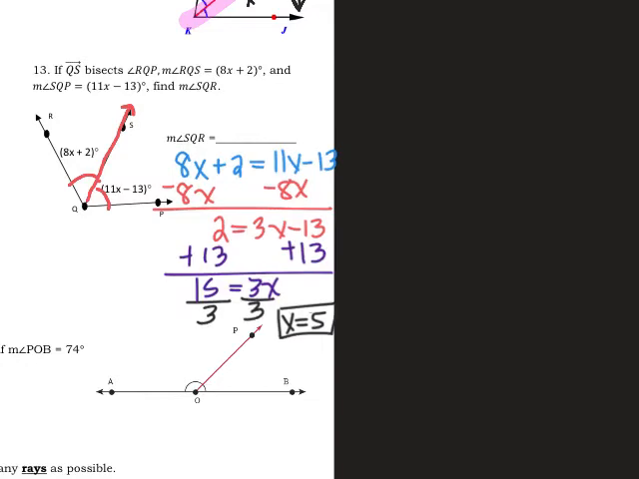Now be very careful. 5 is going to be an option for your answer, but that's not your answer, because the question is asking you to find SQR. So what do you have to do with the x? You got to plug it back in. So let's do 8 times 5 plus 2. Okay, so I'm substituting it into that equation there. What's 8 times 5? And 40 plus 2 is? So if each one is 42, what is the measurement of SQR? Is it looking for the whole thing or just part of it?